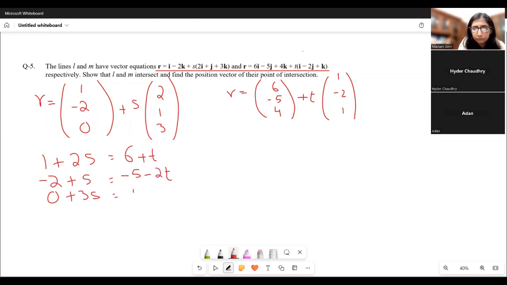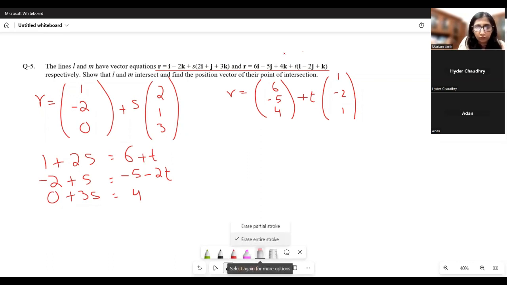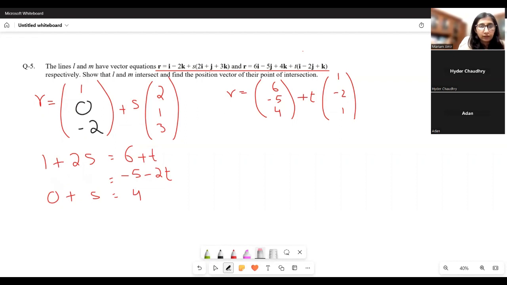J is 0 and k is minus 2 in the first vector. First vector has i, j and k. Okay, exactly, thank you for pointing that out. J is 0 here and k is minus 2. That's 0 and then minus 2. Okay, so we need to fix this and this.